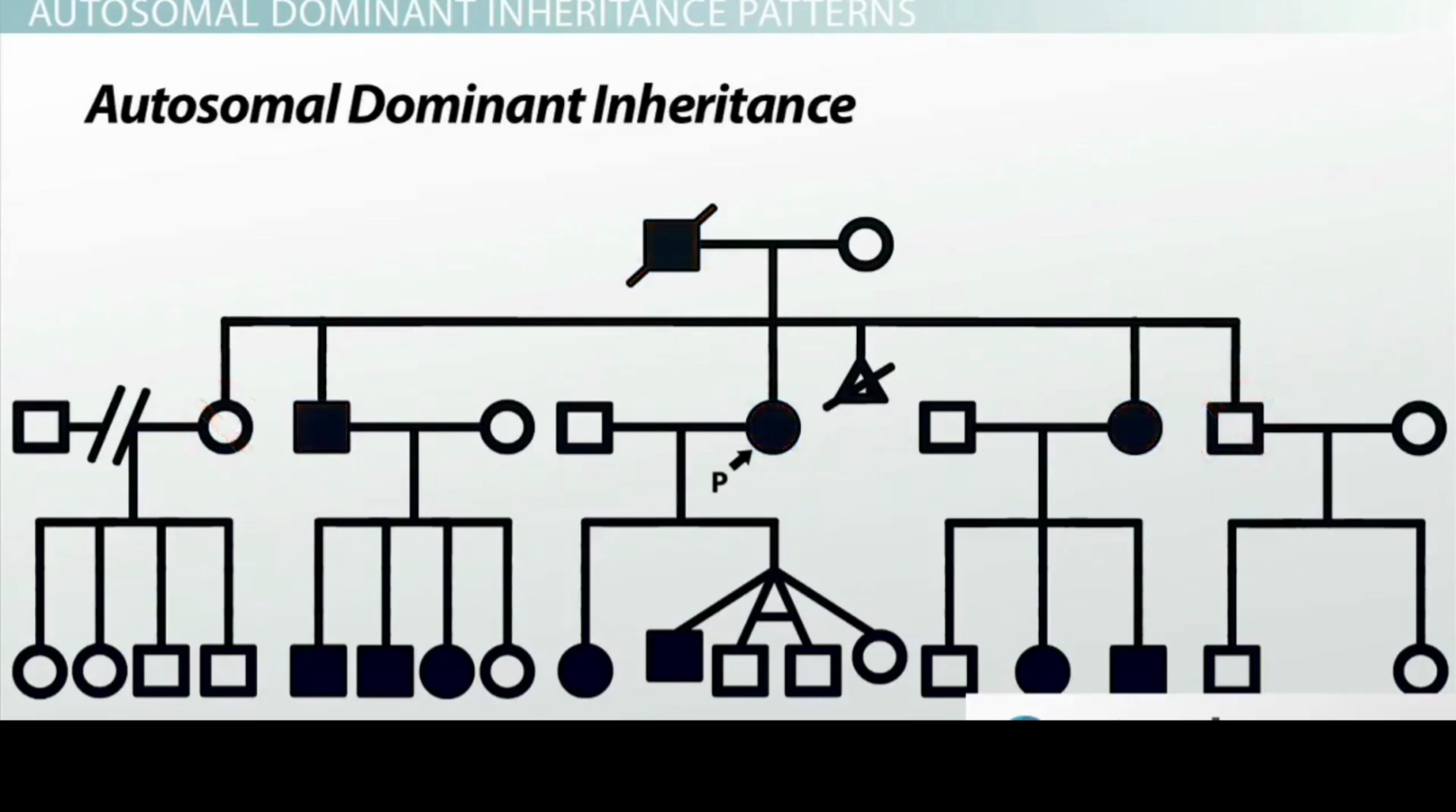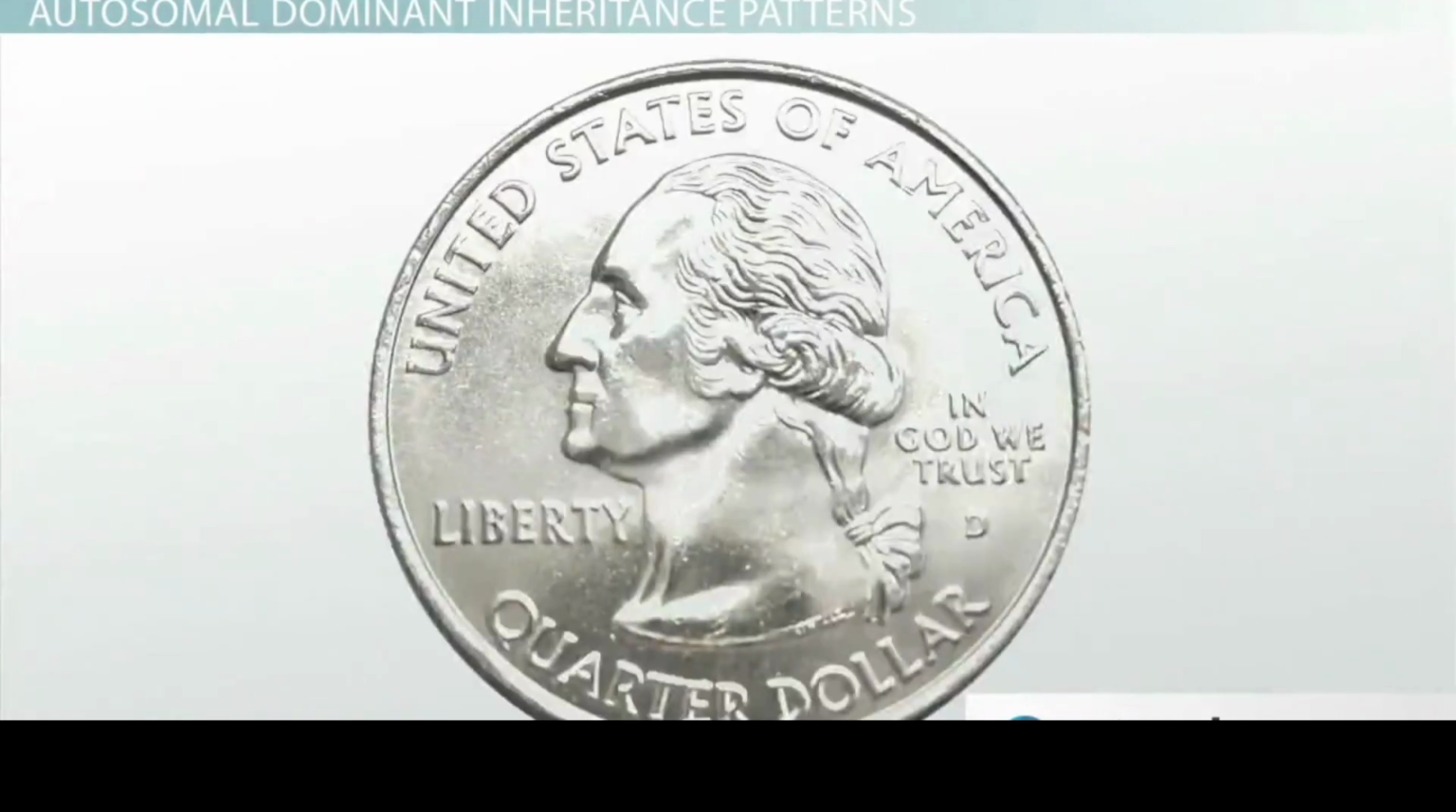On average, an autosomal dominant condition is passed from an affected parent to about half of their children. However, be careful not to read too much into the exact ratio within a family. Each child of an affected parent has a 50-50 chance of inheriting the causative allele. It's pretty much a coin flip for each child.